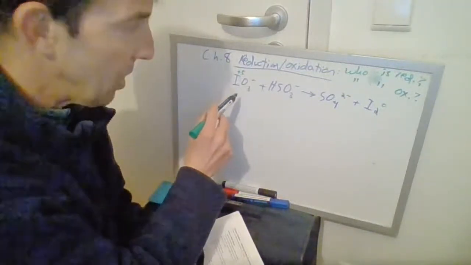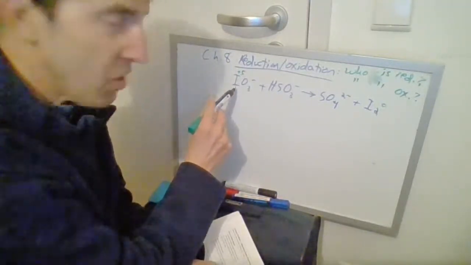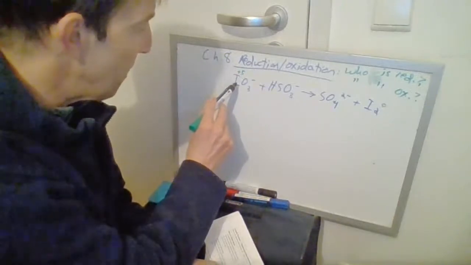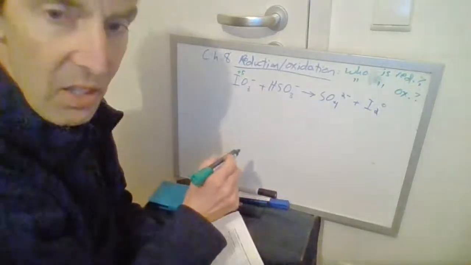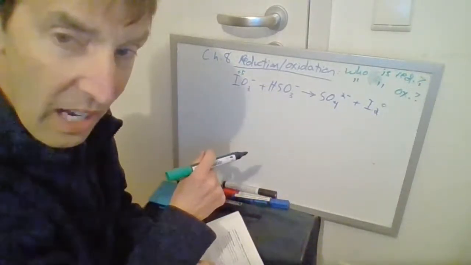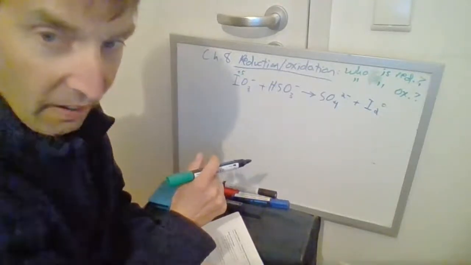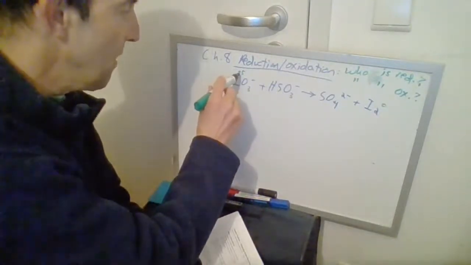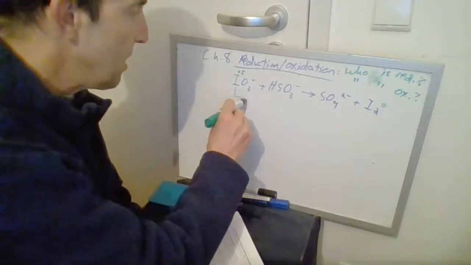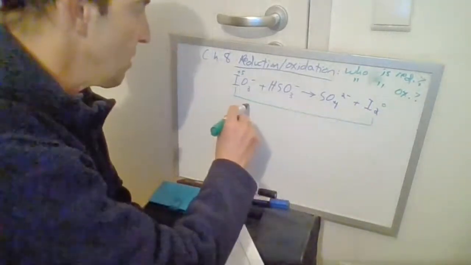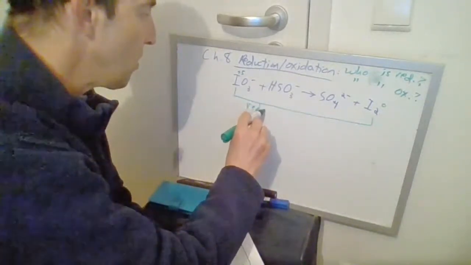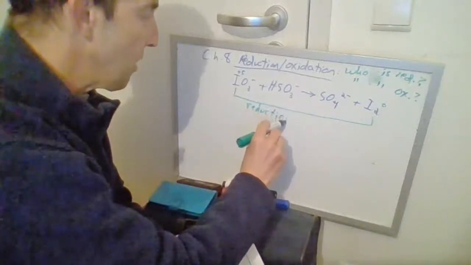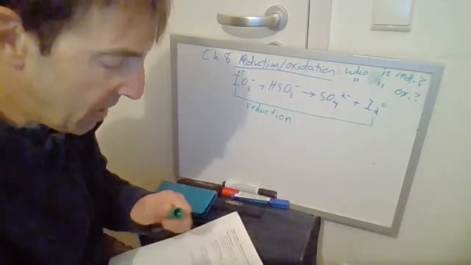All right, so we can tell already the I is the thing that's changing. It's going from plus 5 to 0. Is it oxidizing or reducing? Hint, hint, hint. Look at the number. It's going down, isn't it? So this is reduction. Well, the other one then better be oxidation. Let's make sure of that.